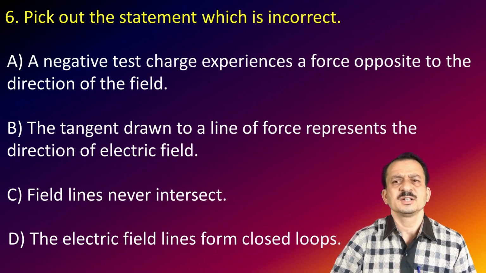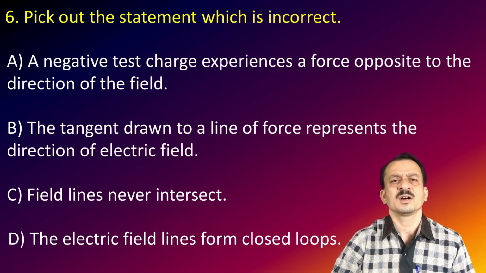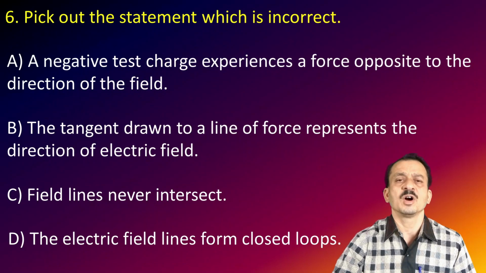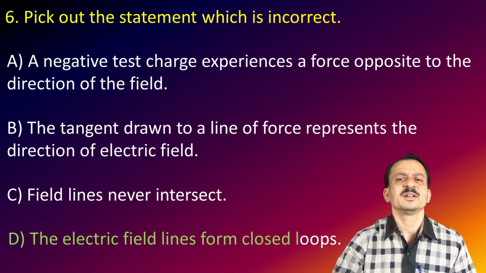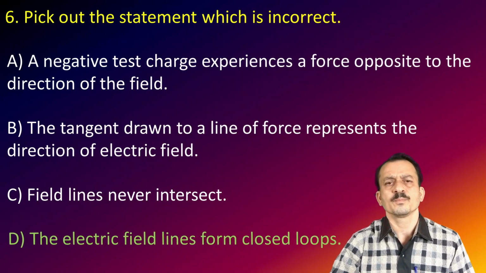In the case of negative charge, it always experiences a force in opposite direction to the electric field, that is correct. And according to the properties of the electric field lines, the tangent drawn always represents the direction of the electric field. And third one, it is also a property, field lines can never intersect. And fourth one is the field lines form a closed loop. No, it is wrong. The electric field lines can never form a closed loop. So therefore, the wrong statement here is option D. The electric field lines form closed loop.